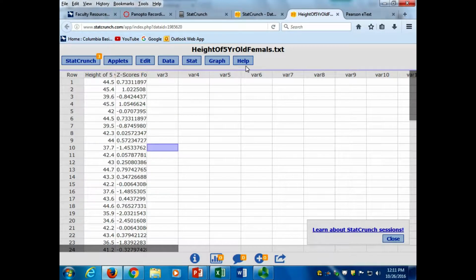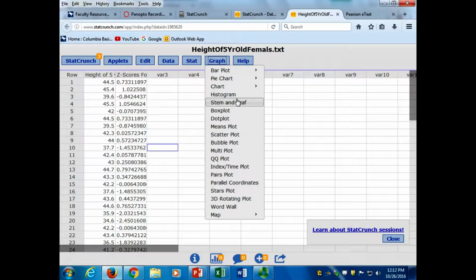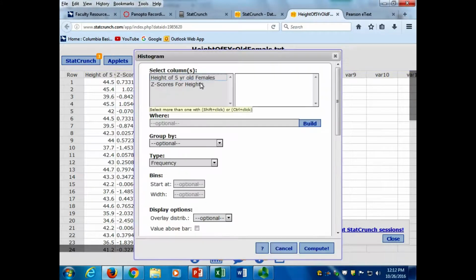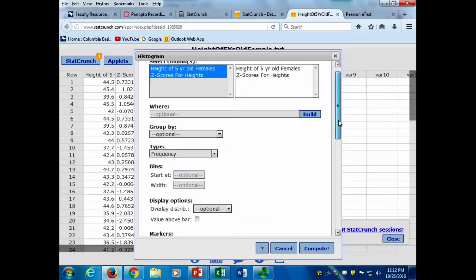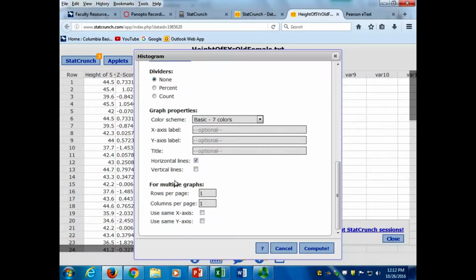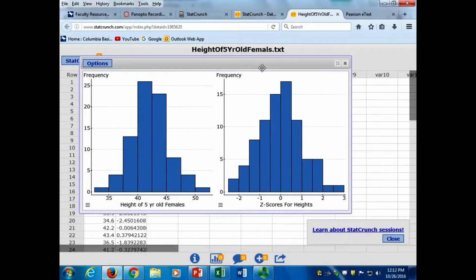What I want to do, though, is look at the histogram. I want to see what those Z-scores look like. So here is the original distribution. Here's all their Z-scores. Let's put them side by side. Columns would be 2. Boom. What's the shape of the Z-scores?